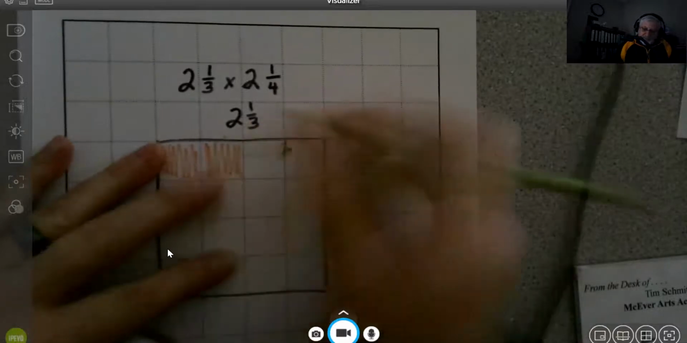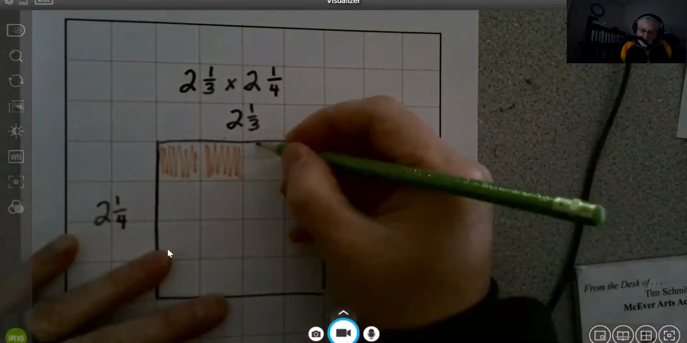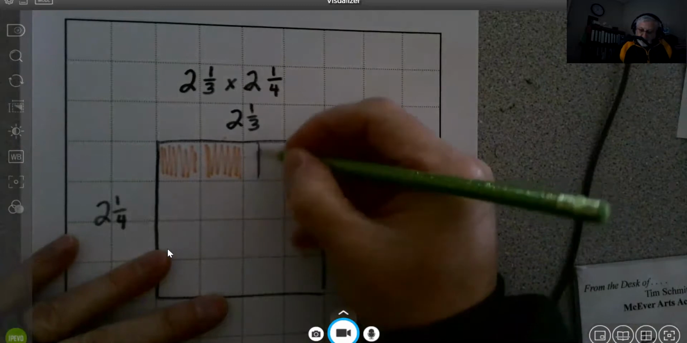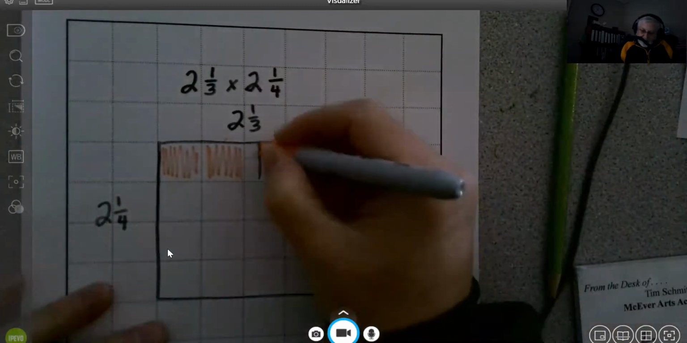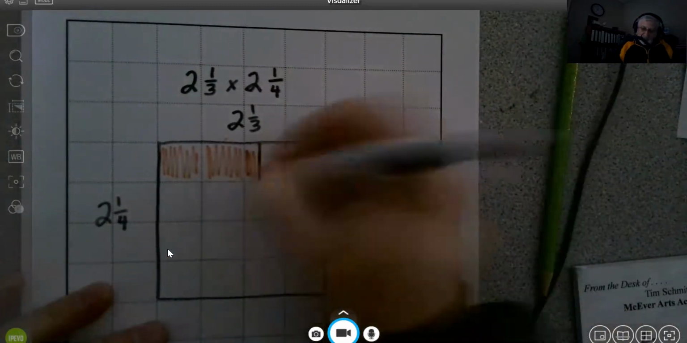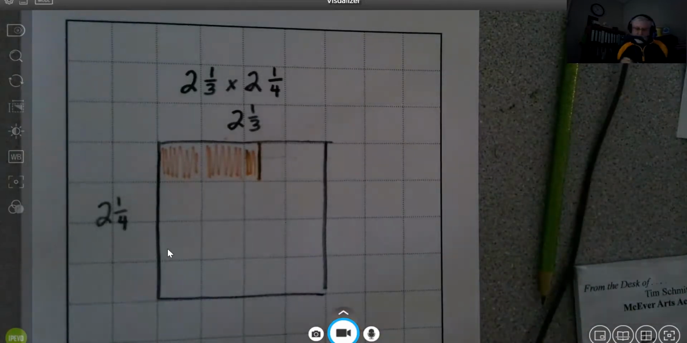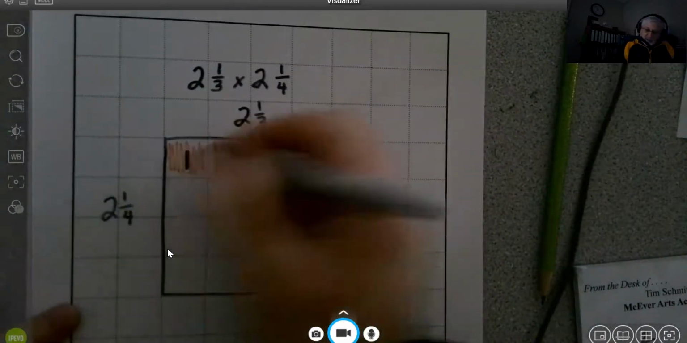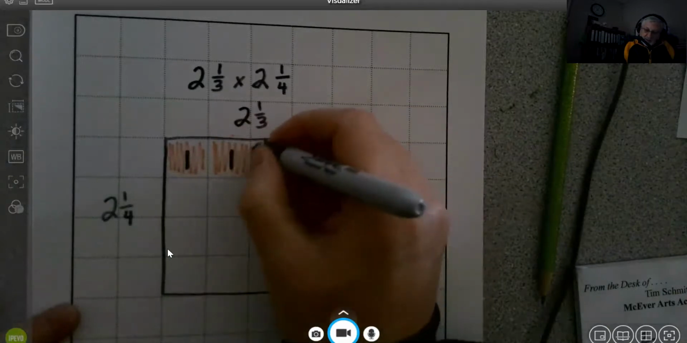Oh, I'm sorry, I went the wrong direction. Going across, this is about 1/3 right there. Right there. It's about 1/3. Okay. So I'm going to shade in 1, 1, and this is 1/3.